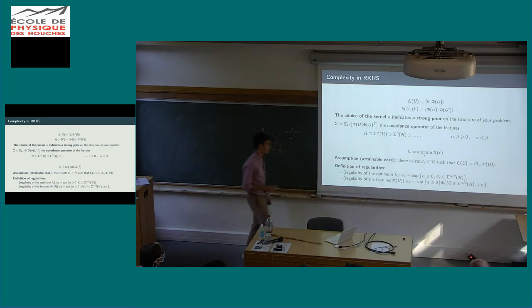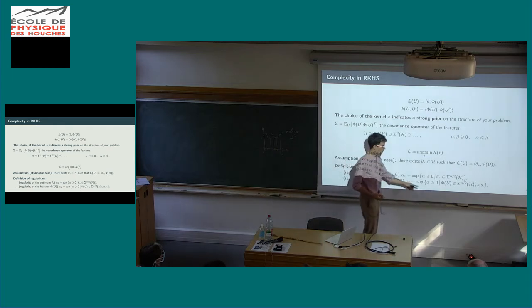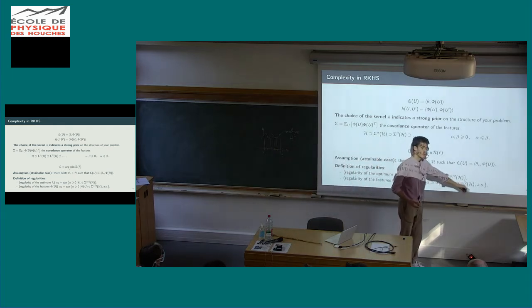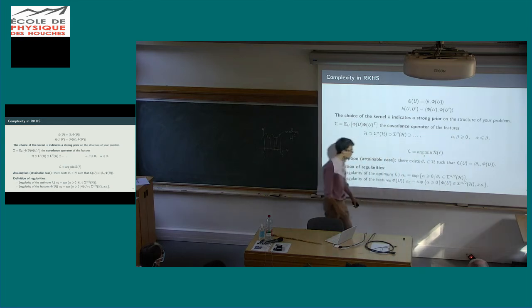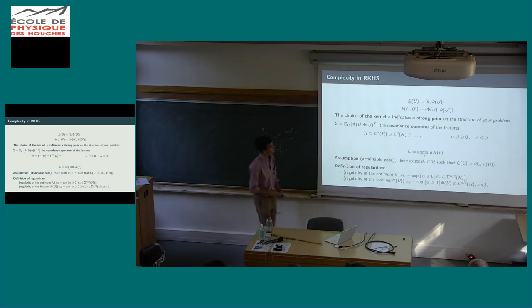There is a second very important exponent, which is the regularity of the features. The features also live in H, and you can wonder how regular they are. Remember, it's a random variable. But I take the exact same definition, but I add almost surely. I want phi of u to be in sigma alpha over 2 of H almost surely. So these are the two parameters, and I call them regularity of the optimum, regularity of the features. So this is the energy barrier of this talk.